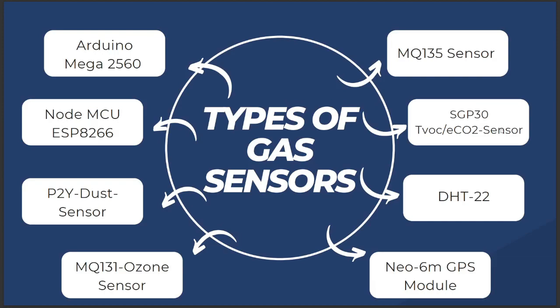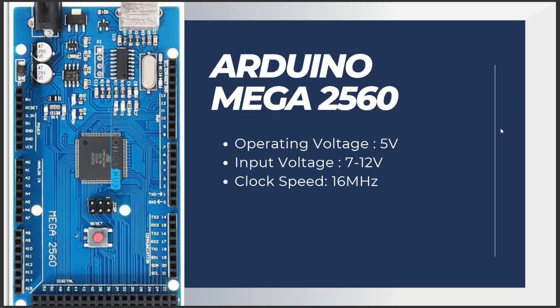So we have used certain types of gas sensors in our project. Let's see them one by one. First is Arduino Mega 2560, and this is used for writing, compiling, and uploading the code into the Arduino board. This unit comes with a USB interface, so a USB cable can be used to connect the device with the computer, through which we can transfer the Arduino program.